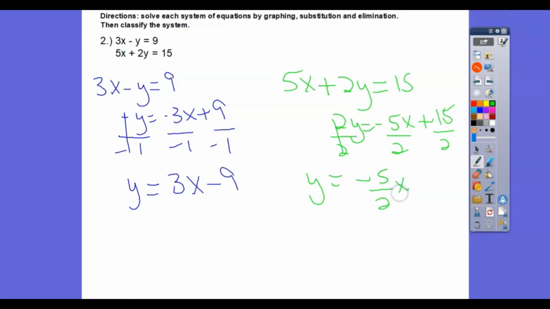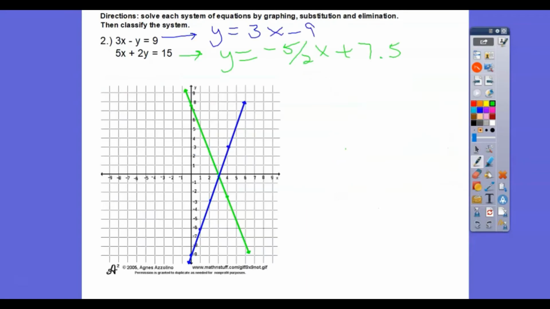Leave that alone because that's going to be your slope. It's the number next to the x, so you actually want it as a fraction. But 15/2, I can make 7.5 because then I'm going to know how to graph it. So when you go to graph this system, this is exactly what it looks like.